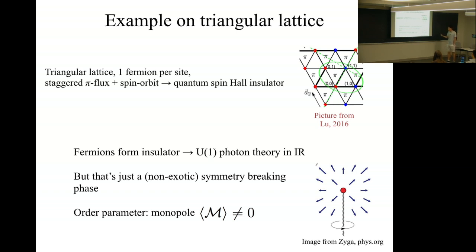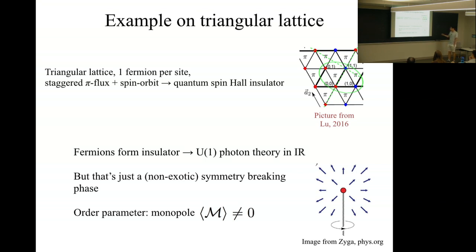But it's known that a photon theory in 2+1 dimensions is basically just a non-exotic symmetry breaking order. Right? So the photon, you can think of it as the boson of a symmetry breaking order. And the order parameter that corresponds to the symmetry breaking order is known as the monopole operator. You can think of it as an operator that inserts a 2 pi flux into your space.